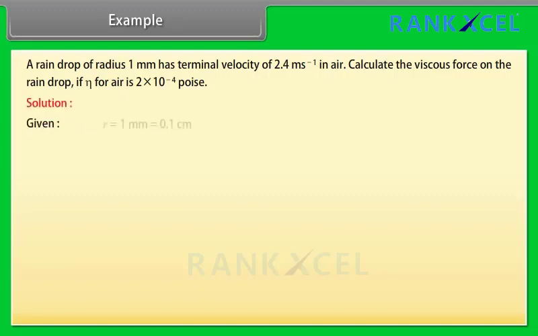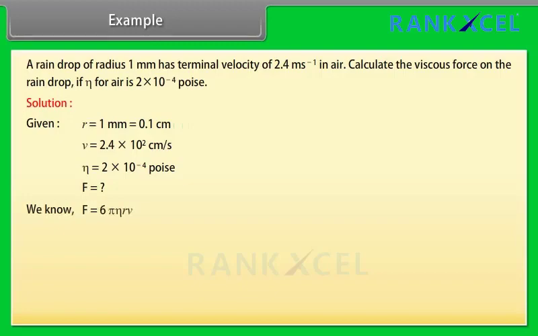Given values are r is equal to 1 millimeter, which can be written as 0.1 centimeter. V is equal to 2.4 into 10 square centimeter per second. Eta is equal to 2 into 10 raised to the power minus 4 poise. We know that F is equal to 6 pi eta rv.